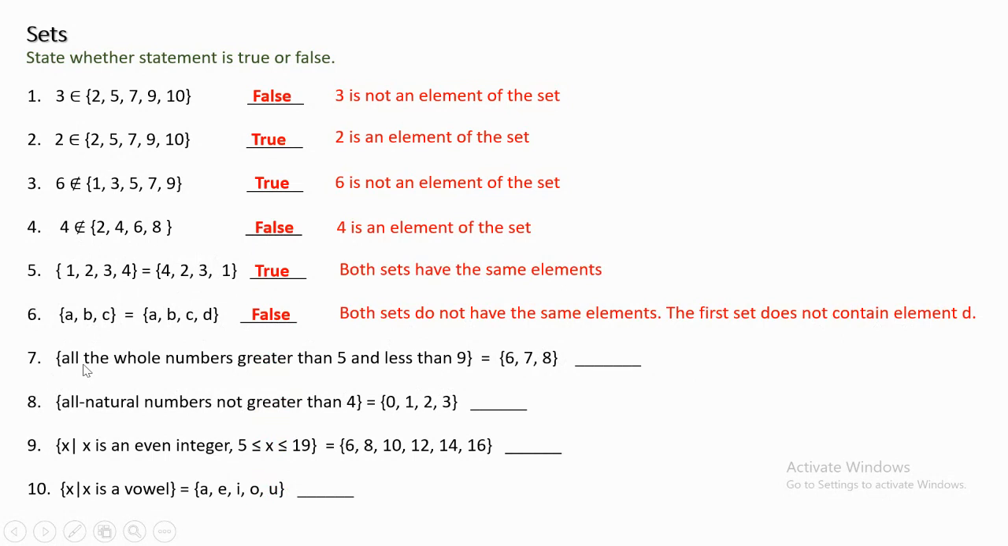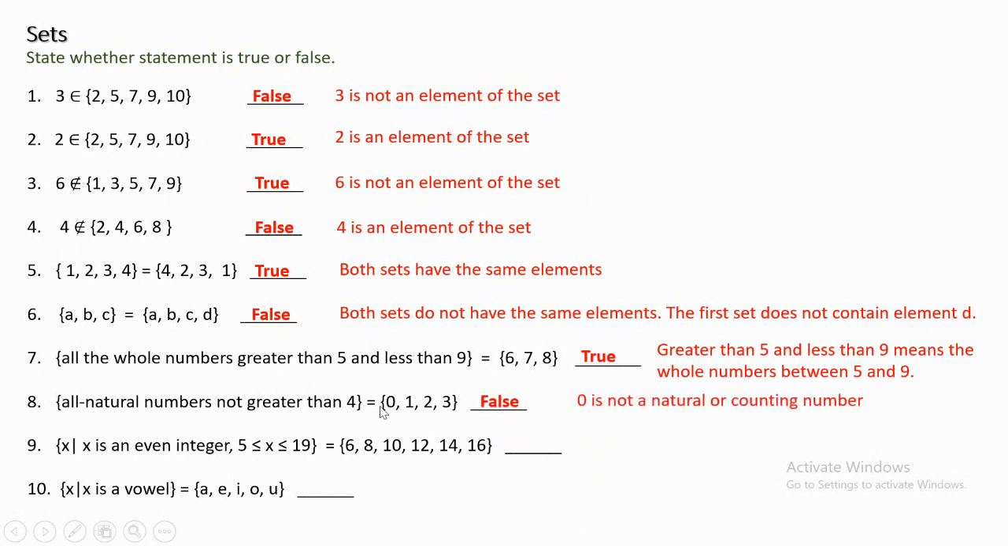Okay, now, number 7, all the whole numbers greater than 5 and less than 9. Remember, whole numbers start with 0 and go to infinity. So all the whole numbers greater than 5 are going to be 6, 7, and 8, right? And less than 9. So this is true. Greater than 5 and less than 9 means whole numbers between 5 and 9. Number 8, all natural numbers not greater than 4. This is false because 0 is not a natural number, or a counting number.